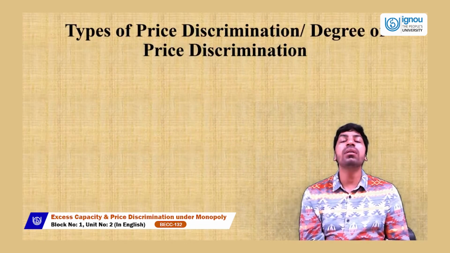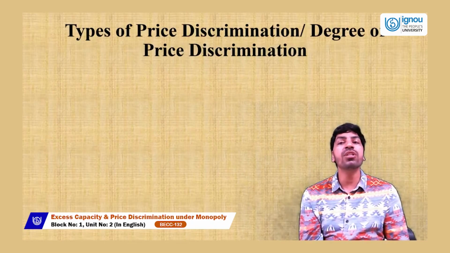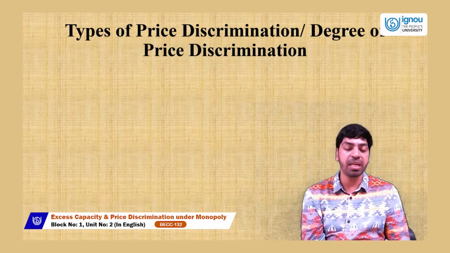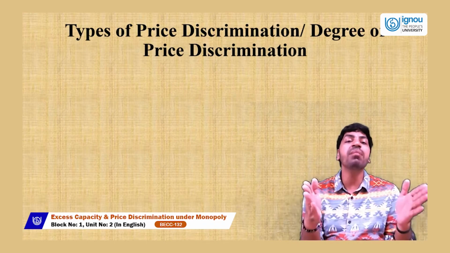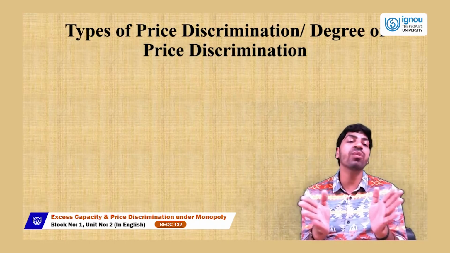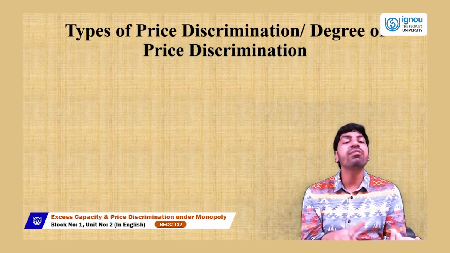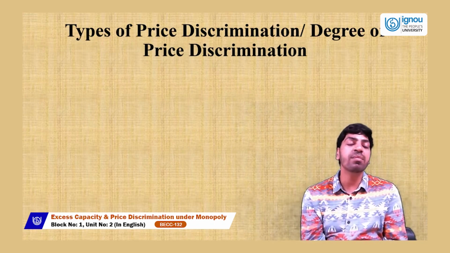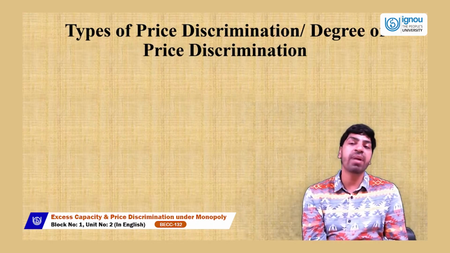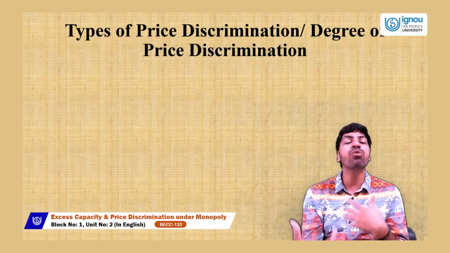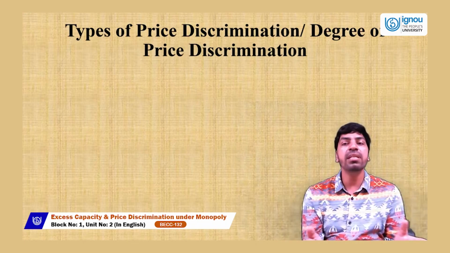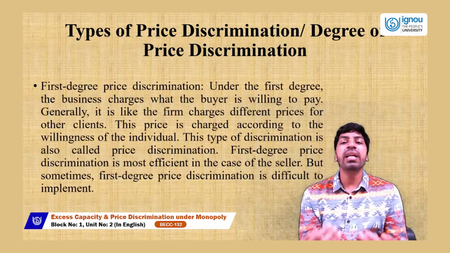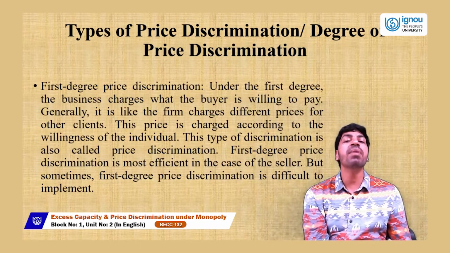Now we talk about the types of price discrimination, or in other words, we can call them degrees of price discrimination. Basically, there are three main degrees of price discrimination: the first degree, the second degree, and the third degree. So let's go through these types or degrees one by one. Let's talk about the first degree price discrimination.